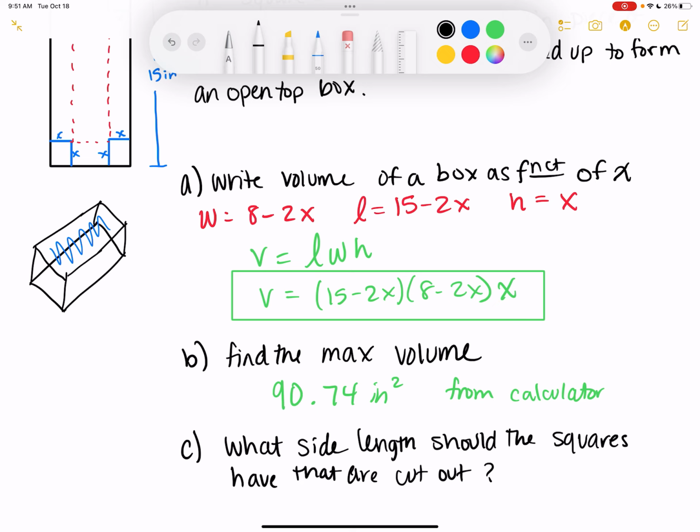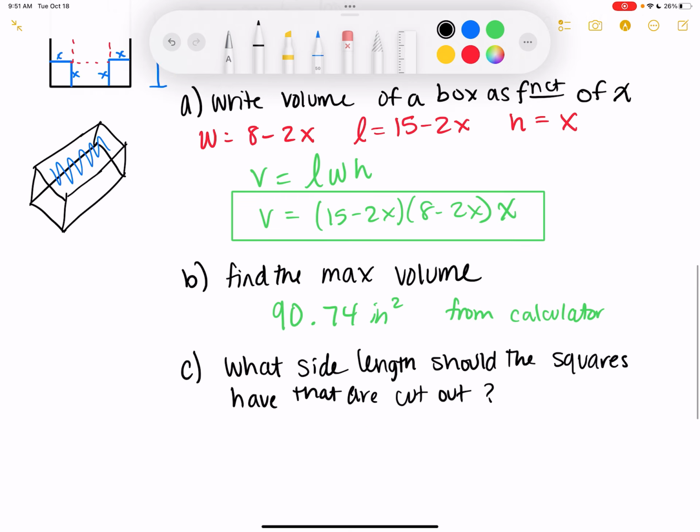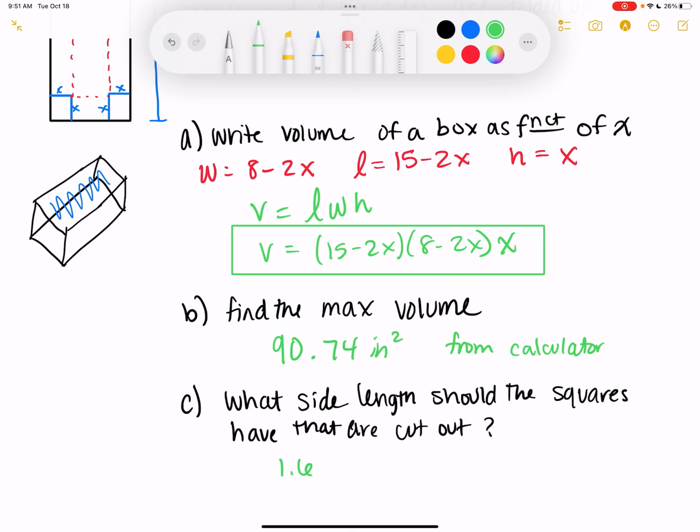Wait, okay, so what side length should the squares have? I'll give you a hint. This is on your calculator too. What did it say X was? 1.66. So around 1.67 inches is the side length cut out. Oh, so it was just the X? Yep. Imagine if I cleared that just now. You just would have had to do it again.